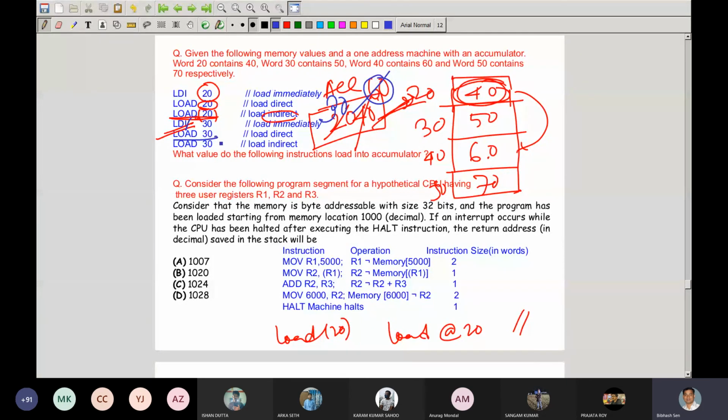Now load 30. Go to location 30. The value is how much? 50. It is direct, so now 30 is overridden with 50. Now again load 30. Go to 30, that is 50, and 50 is the indirect mode. Go to location 50, the value is 70. So it contains 70. What is the current value? 70, sir. Clear or not clear? Yes, sir.